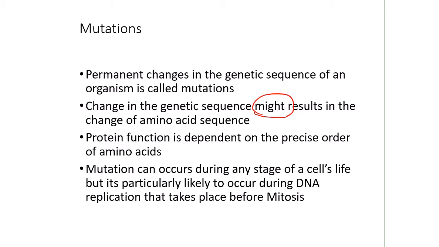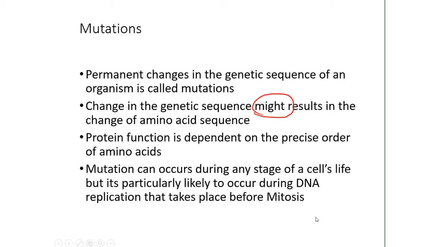You also know that protein function is dependent on the order of amino acids. So if you change the amino acid sequence because of the mutation, you might end up changing the shape of the protein and therefore altering its function. Mutations can happen during any stage of the cell's life. For example, if someone uses a tanning bed a lot, then the UV light might cause a mutation to occur even when a cell is not dividing. But most DNA damage and changes occur while DNA replication is taking place.